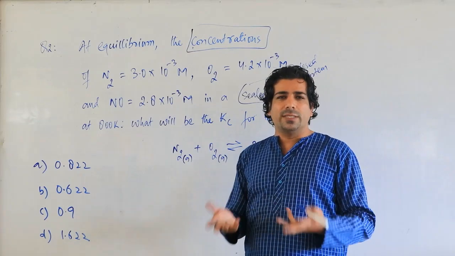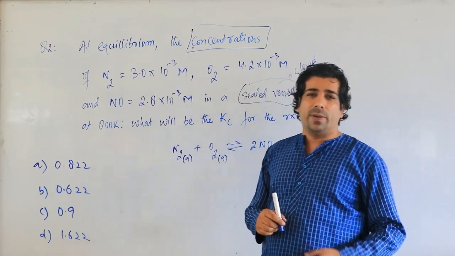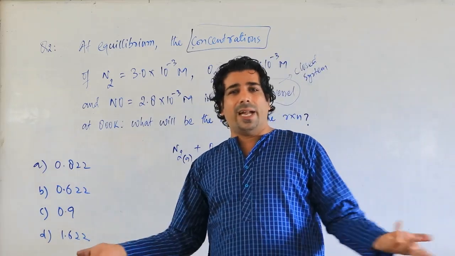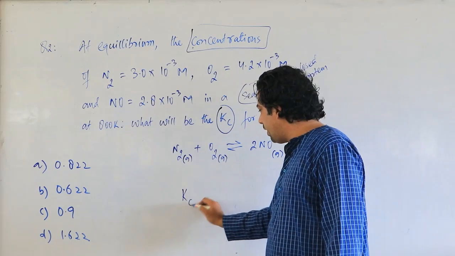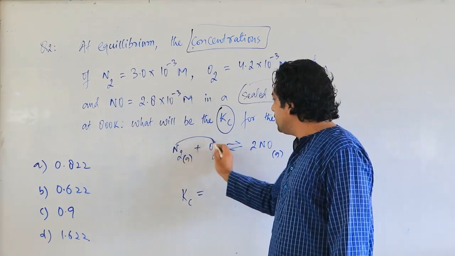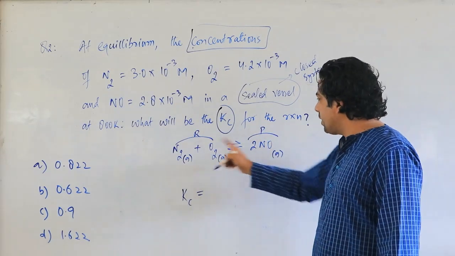So I can use the concentration formula. Kc is equal to the molar concentration of products divided by the molar concentration of reactants, and I will get my answer. So let us find out this Kc. Have a look here. Kc for this reaction will be products divided by reactants. These are my reactants and this is my product.